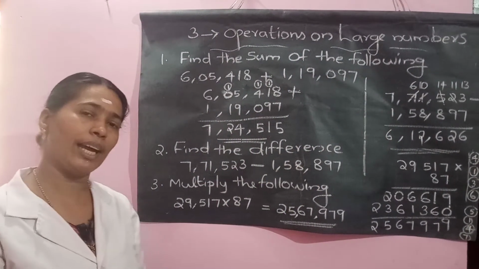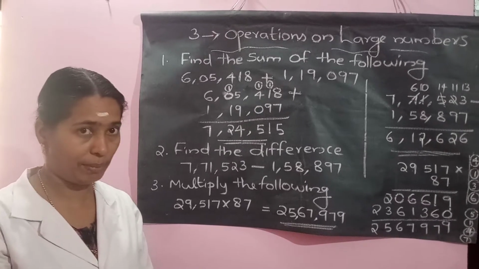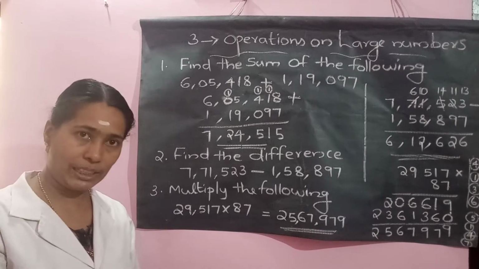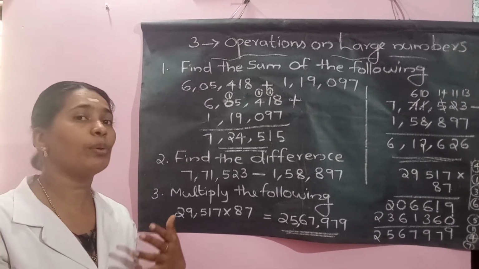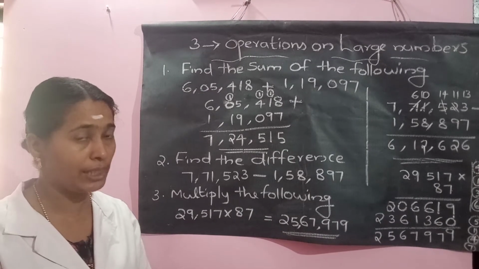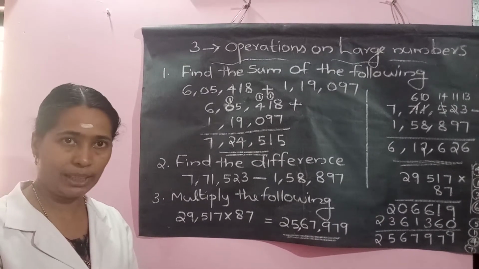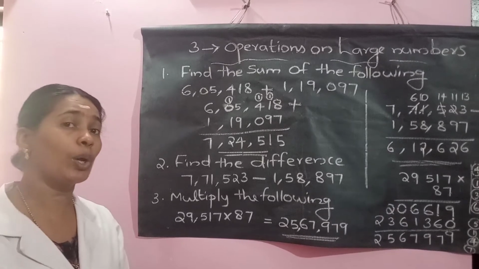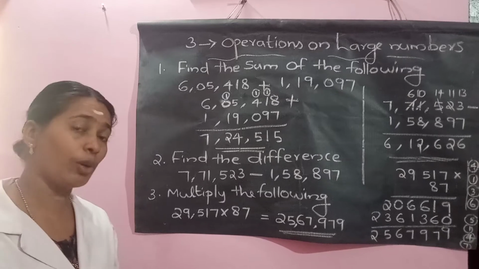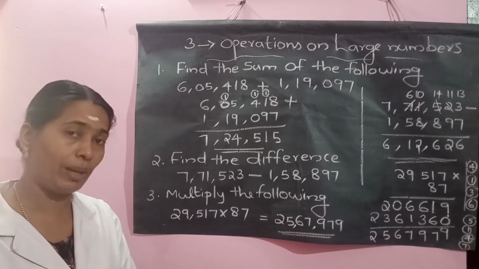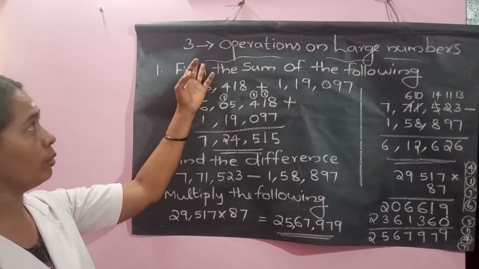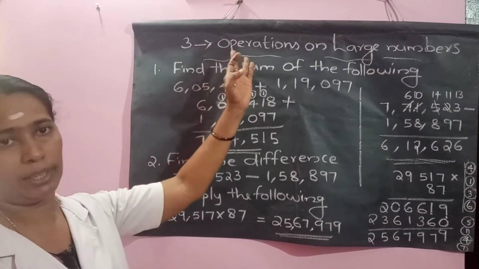In the last class, we completed our second chapter. We studied numbers, their place value, face value, how to represent them on a place value chart, and how to represent them on an abacus. Then we studied the Roman numeral system, and how to convert Roman numerals into Hindu Arabic numerals and vice versa. Today we are going to enter into the third chapter.